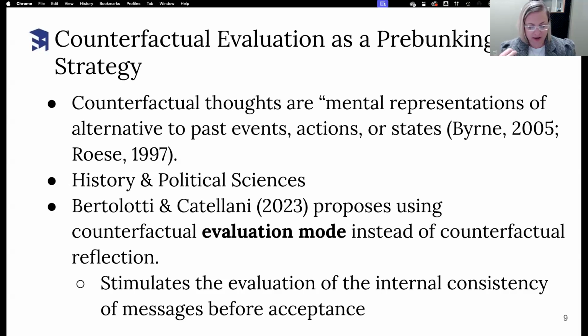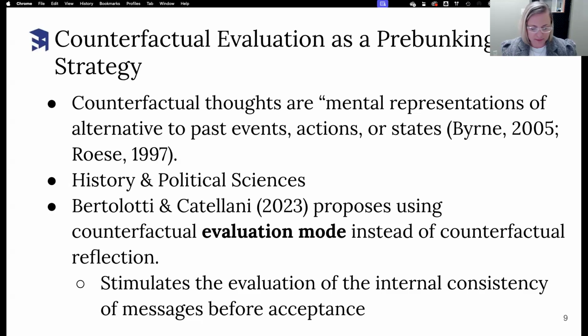Bertolli and Catalini argue that this thought pattern is called counterfactual reflection versus counterfactual evaluation, since the students are analyzing past events. Instead, they propose that students engage in current events and messaging of disinformation to stimulate the evaluation of internal consistency in messages before students accept or reject the claim. This is how they will inoculate themselves.